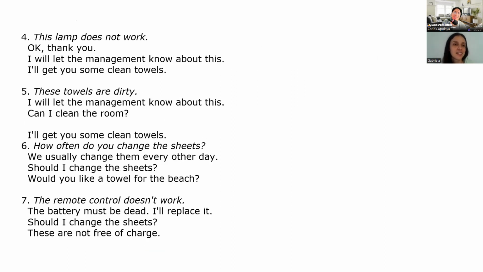Number 4, this lamp does not work. I will let the management know about this. These towels are dirty. Lo mismo. I will get you some clean towels. How often do you change the sheets? We usually change them every other day.